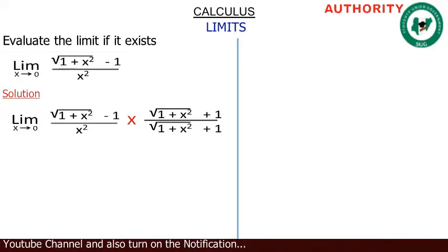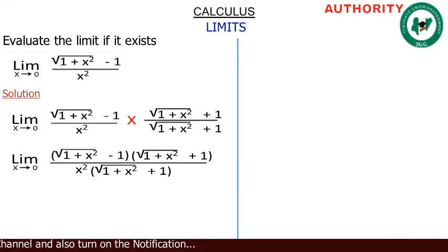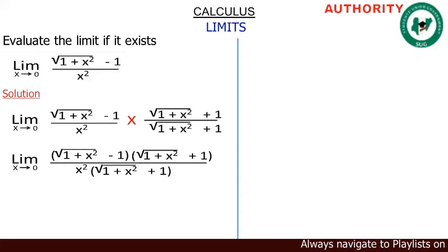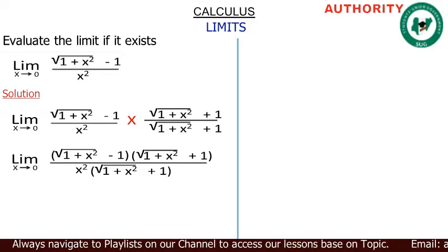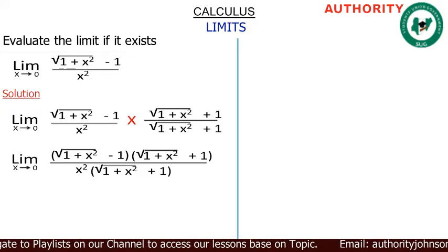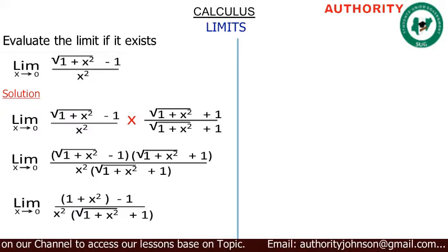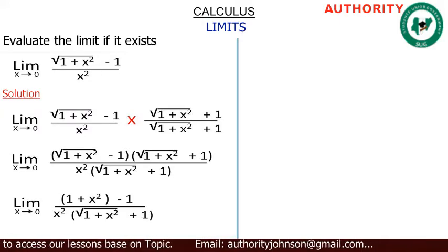Now let's go. We're going to have the limit as x approaches 0 of (square root of 1 plus x squared minus 1) in brackets, (square root of 1 plus x squared plus 1) in brackets, all over x squared, open bracket, square root of 1 plus x squared plus 1. This is the same thing as what we have above. Now, when you perform the operation in the numerator, you are going to have 1 plus x squared in brackets minus 1.